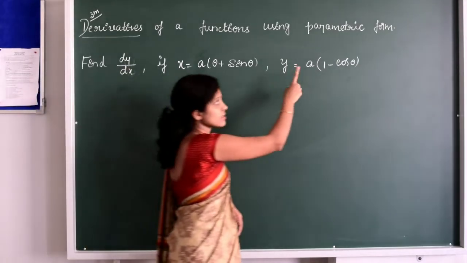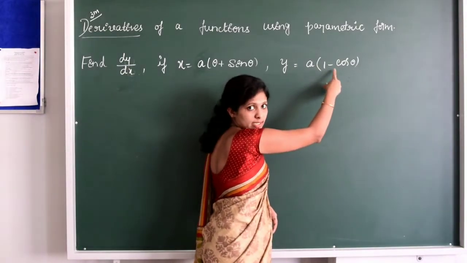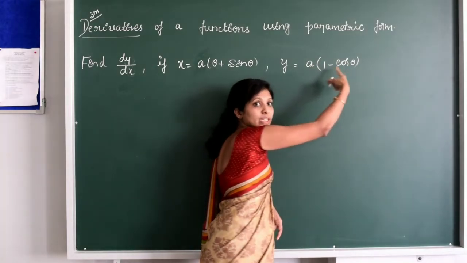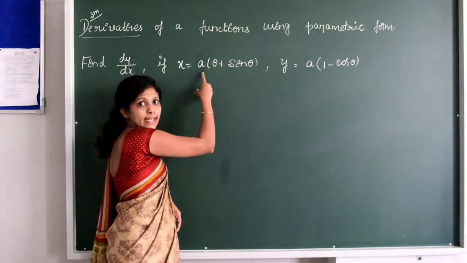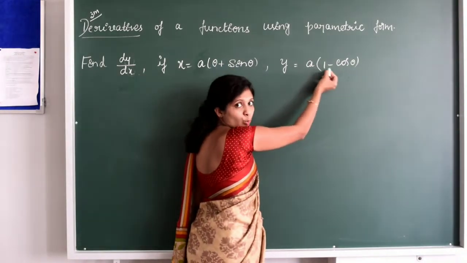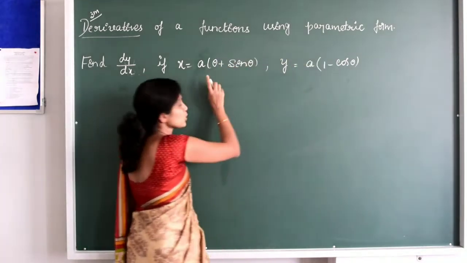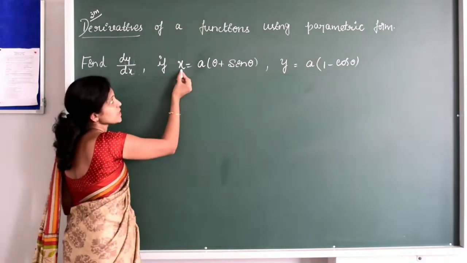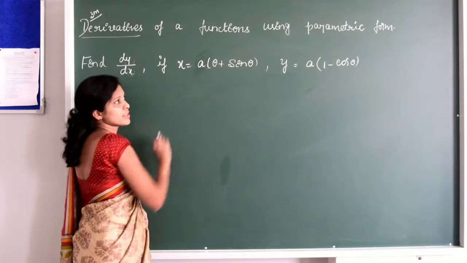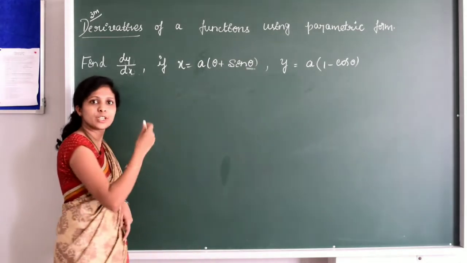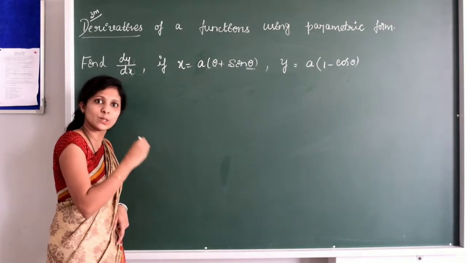One more thing you have to understand, here you are differentiating the function y with respect to x, but the value of y is a into 1 minus cos theta. Is it clear? So you are differentiating a into 1 minus cos theta with respect to x, which is a into theta plus sin theta. Okay, we'll do this one now. See, x is equal to a into theta plus sin theta, this is given. Here you can observe this one, the variable is theta. So you have to differentiate both the functions with respect to theta.